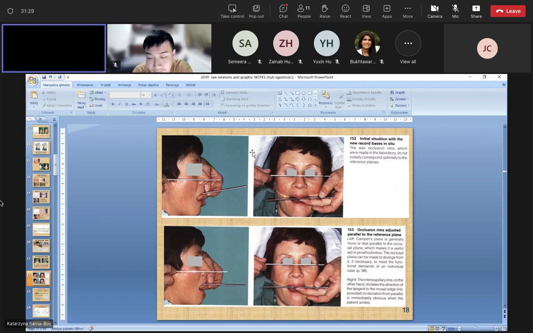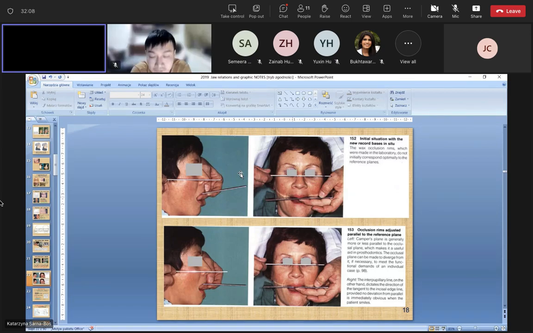Look at the picture on the right side and the upper one. If we have such a case that those two lines are not parallel to each other, we can decide to add a little wax to, in this case, the left side of the upper wax record block, or remove a little from the right side. And by doing that, we make those two lines parallel to each other. I hope that you understand what we can do to make those two lines parallel to each other.